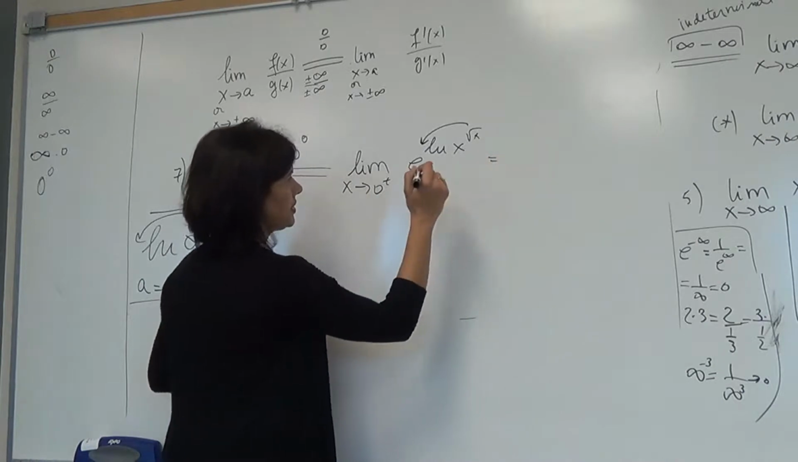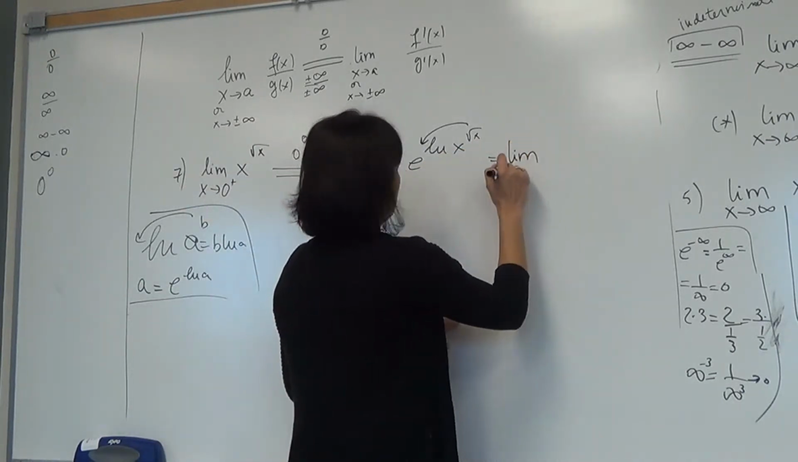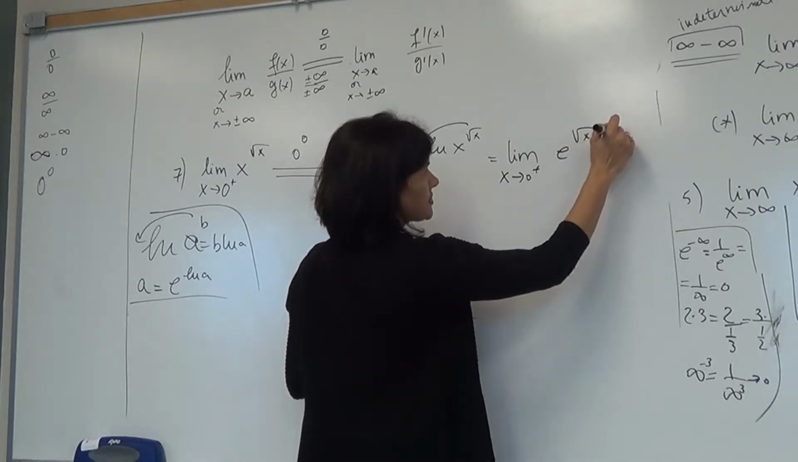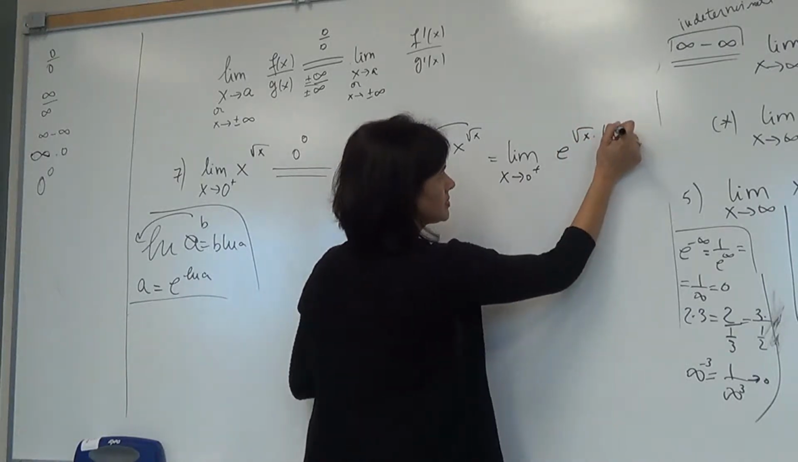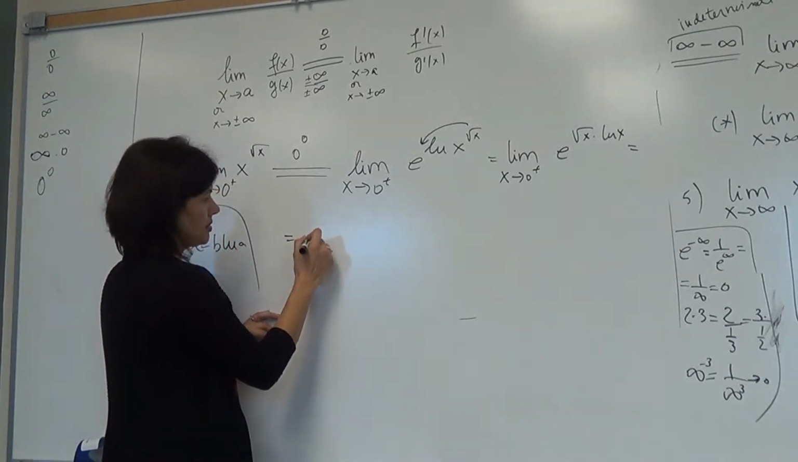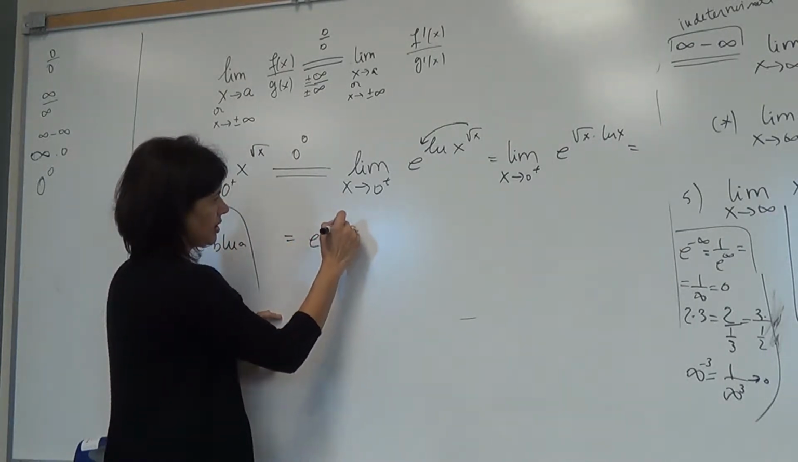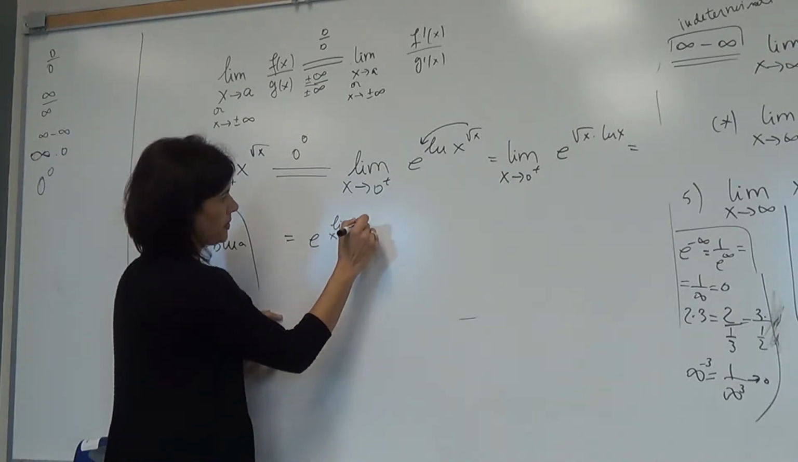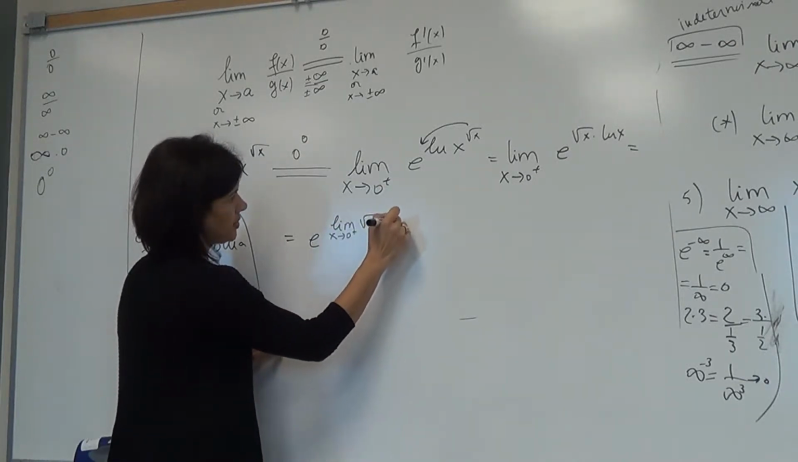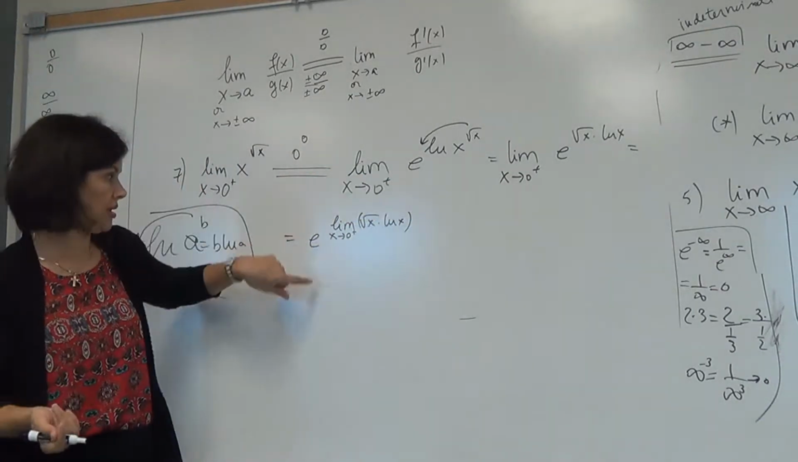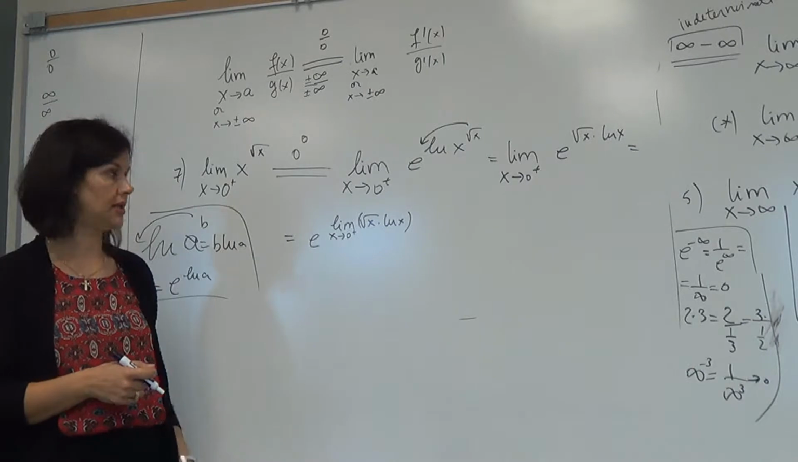So this will be limit of e to square root of x times ln of x. Now I apply the properties of limit, so I distribute the limit. So that limit will be e to the power limit of x going to 0 with plus of square root of x times ln of x. If I can evaluate this limit, then e to that limit will be the answer.